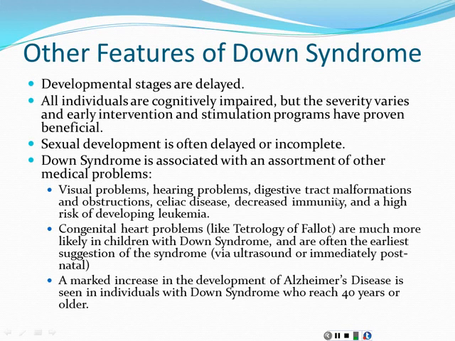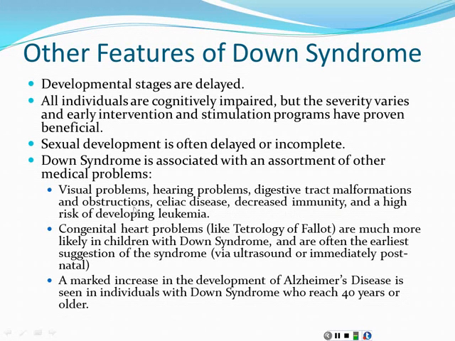Let's see. And there are lots of medical problems. So visual problems, they're often born with cataracts, and they're often profoundly myopic, so they need glasses early on. Hearing problems, digestive tract problems, celiac disease, which we'll talk more about in another chapter, is common in Down syndrome. That's where certain kinds of wheat create diarrhea and malabsorption. Their immune system is poor, so it makes them at risk for infections. They have a high risk of developing leukemia.